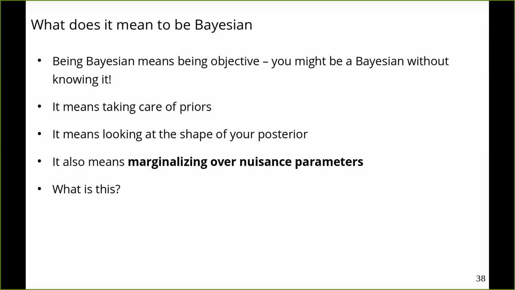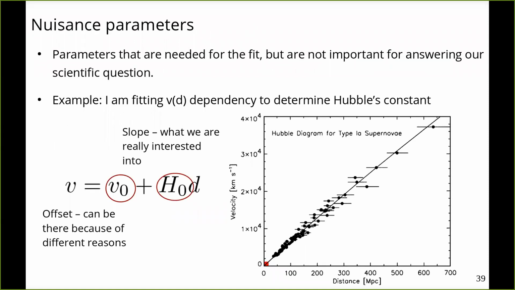And one thing that is maybe not the most important, but is also important, and that I didn't mention so far, is to marginalize over your nuisance parameters. We didn't talk about this, so we're going to talk about this now, and we're going to use this marginalization next week. So sometimes we have fit parameters that are important for the fit itself, but we are not interested in their value when it comes to answering our scientific question.